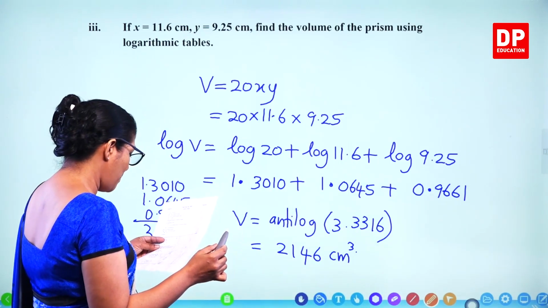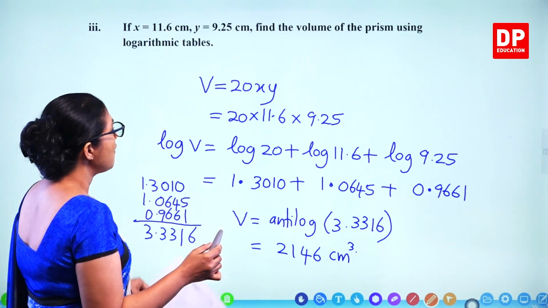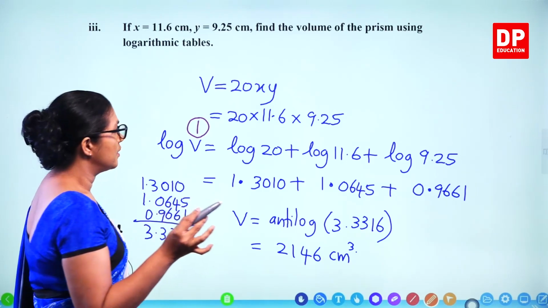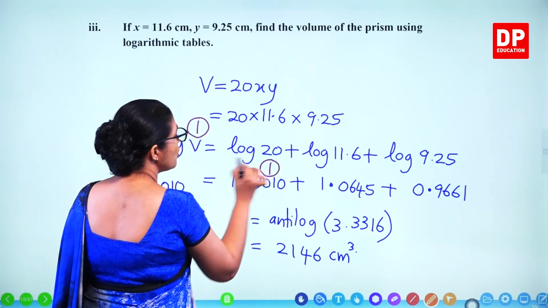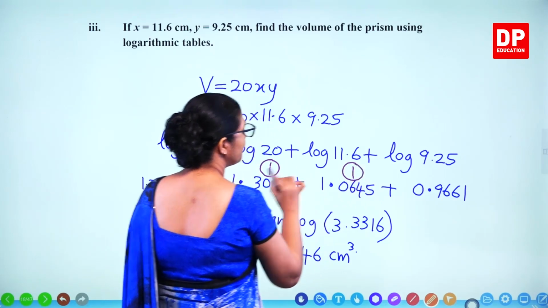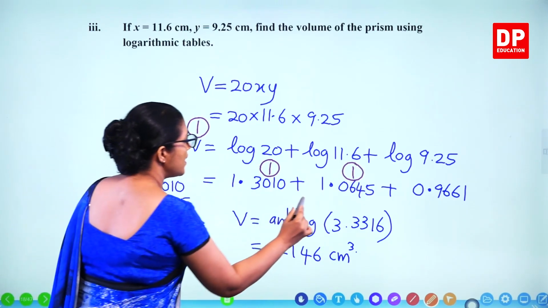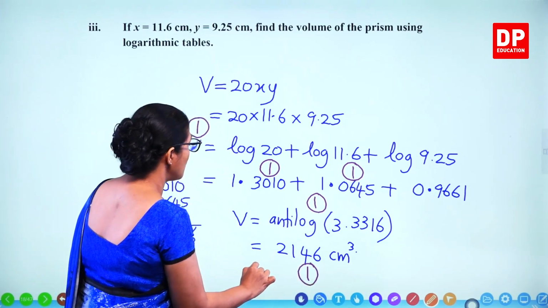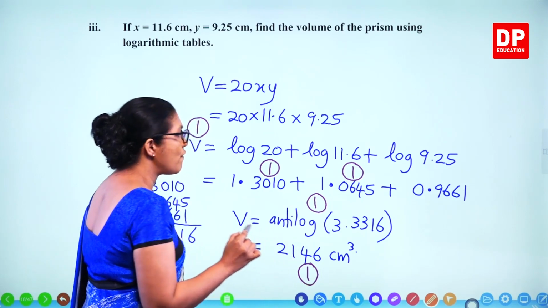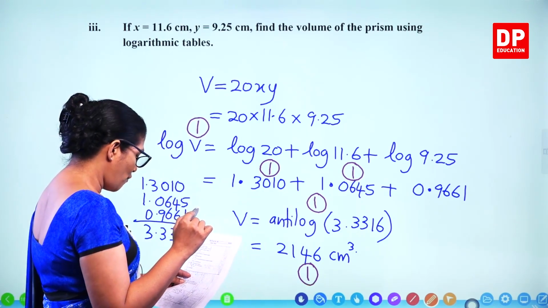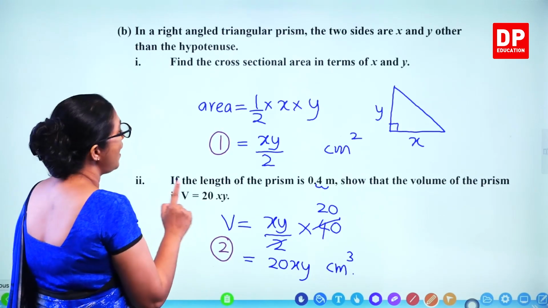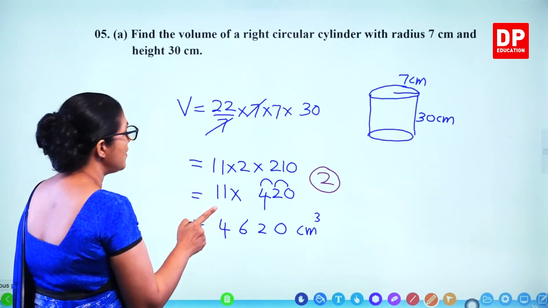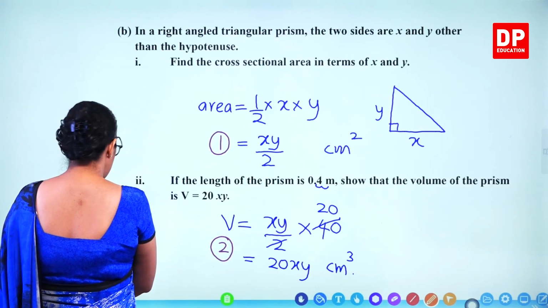So let's see how many marks. 5 marks for that. Taking the log, you get 1 mark. For these values, 1, 2, so 3 marks. Taking the antilog value, 1 mark, and for the correct answer, 1 mark. 1, 2, 3, 4, 5 marks for that question. So 5 marks we gave here and 3 here, that's 8, and this one too, 10 marks altogether.